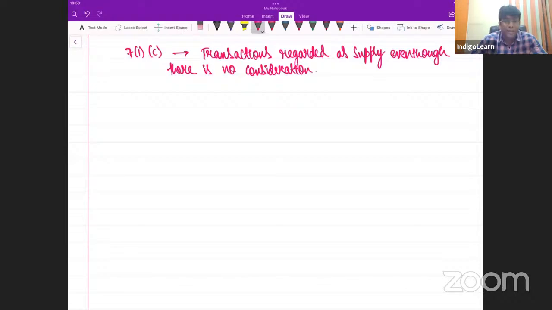So see that line, come on. Please look at that point. Transactions regarded as supply, even though there is no consideration. So why is it very interesting? Because even though consideration is not there, still we are saying it is supply.